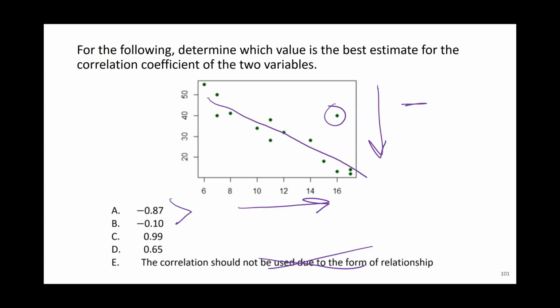That means I need to focus on the 2 negatives. So negative 0.87, that's a fairly strong relationship. Negative 0.10, that's pretty weak. That means that we're going to have a hard time seeing this trend. It's not very strong. I would argue this is a clear linear trend for me. So negative 0.87 is going to be the closest bet here.